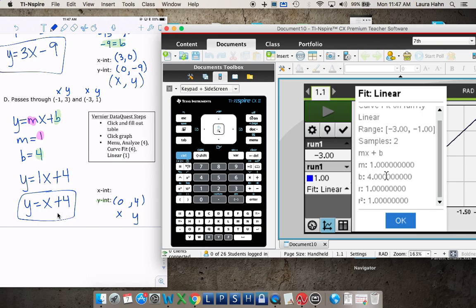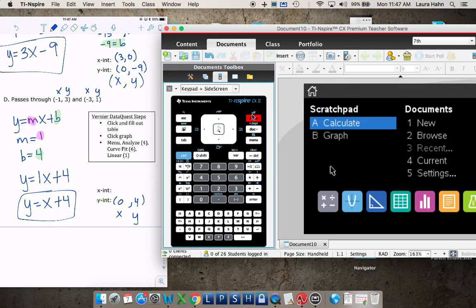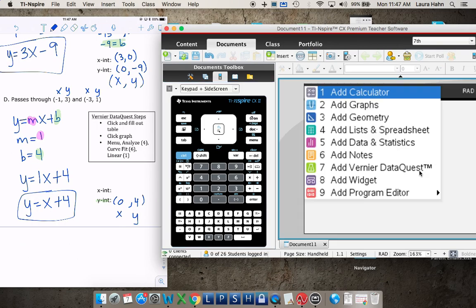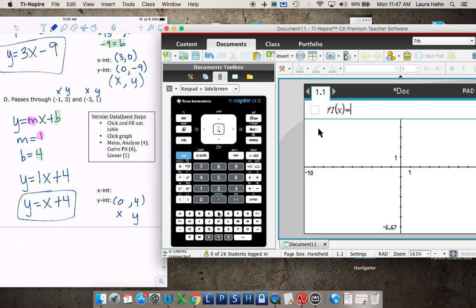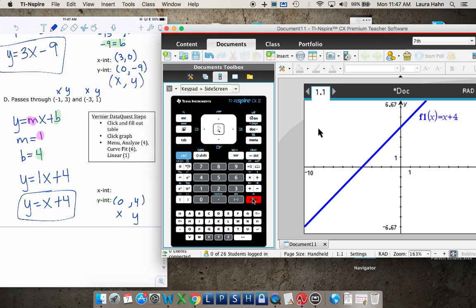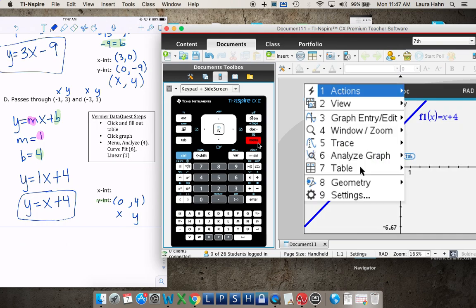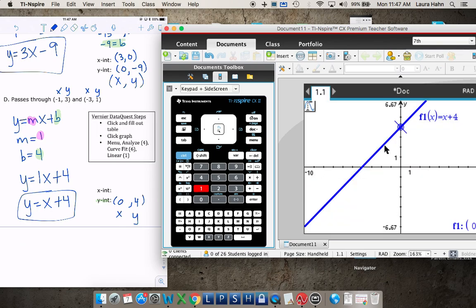All right, since the equation is written for us, we're going to graph it and use trace to go find that x-intercept. So clear out of this box. We're going to go graph. The equation is x plus 4. I want to find where it crosses the x-axis, which would be here. So we're going to use trace to get there. Menu 5, 1.